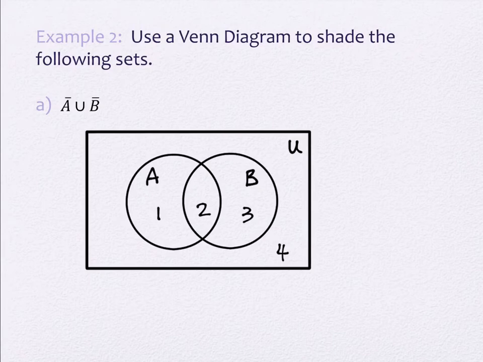So here's what we're going to do. We're going to take each of the individual pieces, and we're going to write them down. If they have a bar on top, we're going to write them with a bar on top. If they don't, we're not. So we have A bar, A complement, and B complement. Those are our sets.